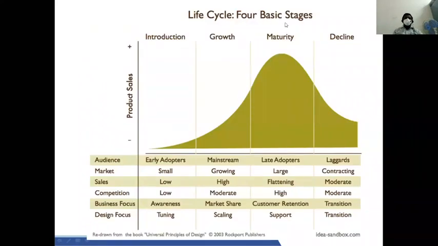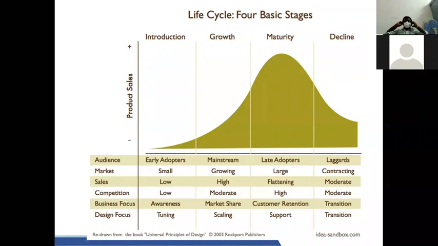So 4 basic stages: introduction, growth, maturity, and decline. These are all the 4 different stages of product life cycle. Here the various aspects, audience, market, sales, competition, business focus, etc., are given in this slide. If you say the early adopters, market is very small, very little number of people are using it. For instance, during the introduction of USB pen drive, its cost is very high. Users are very little. Nowadays, it has reached a position where late adopters, means it has stagnated.